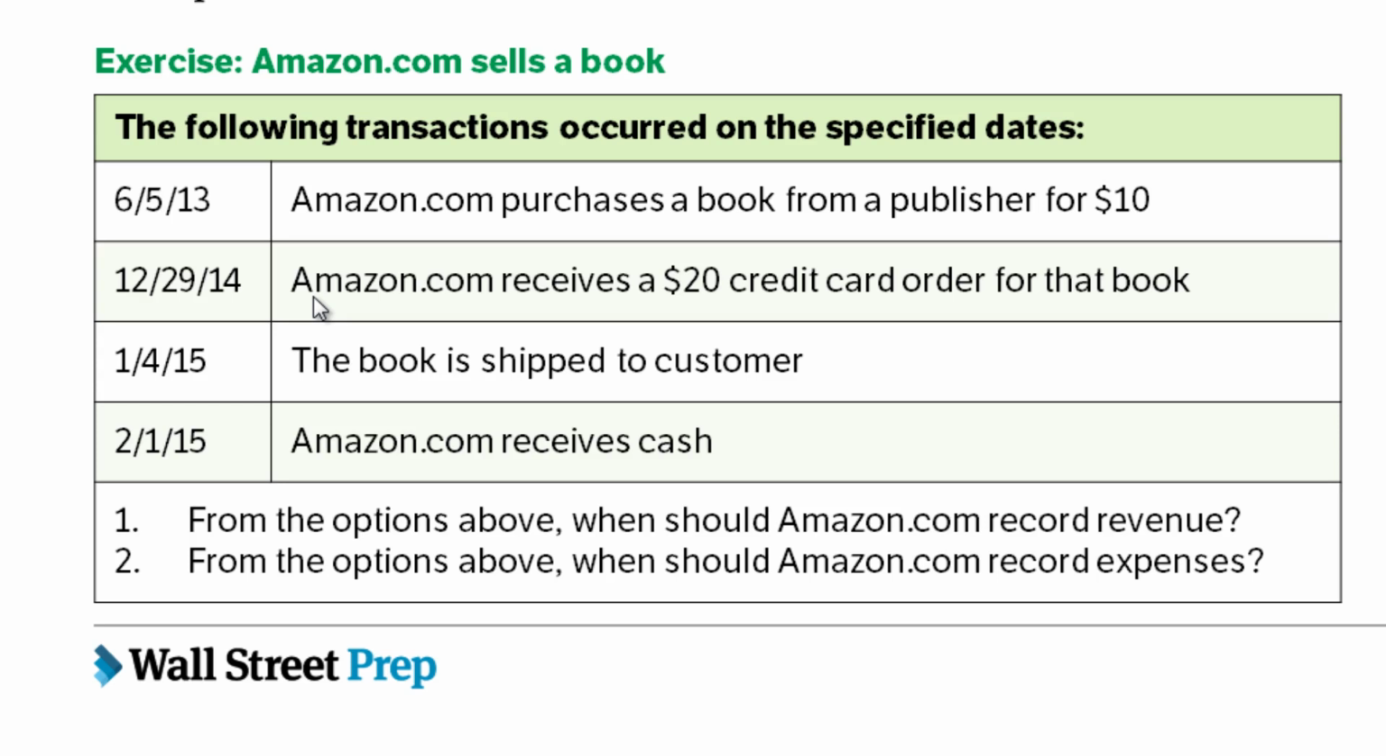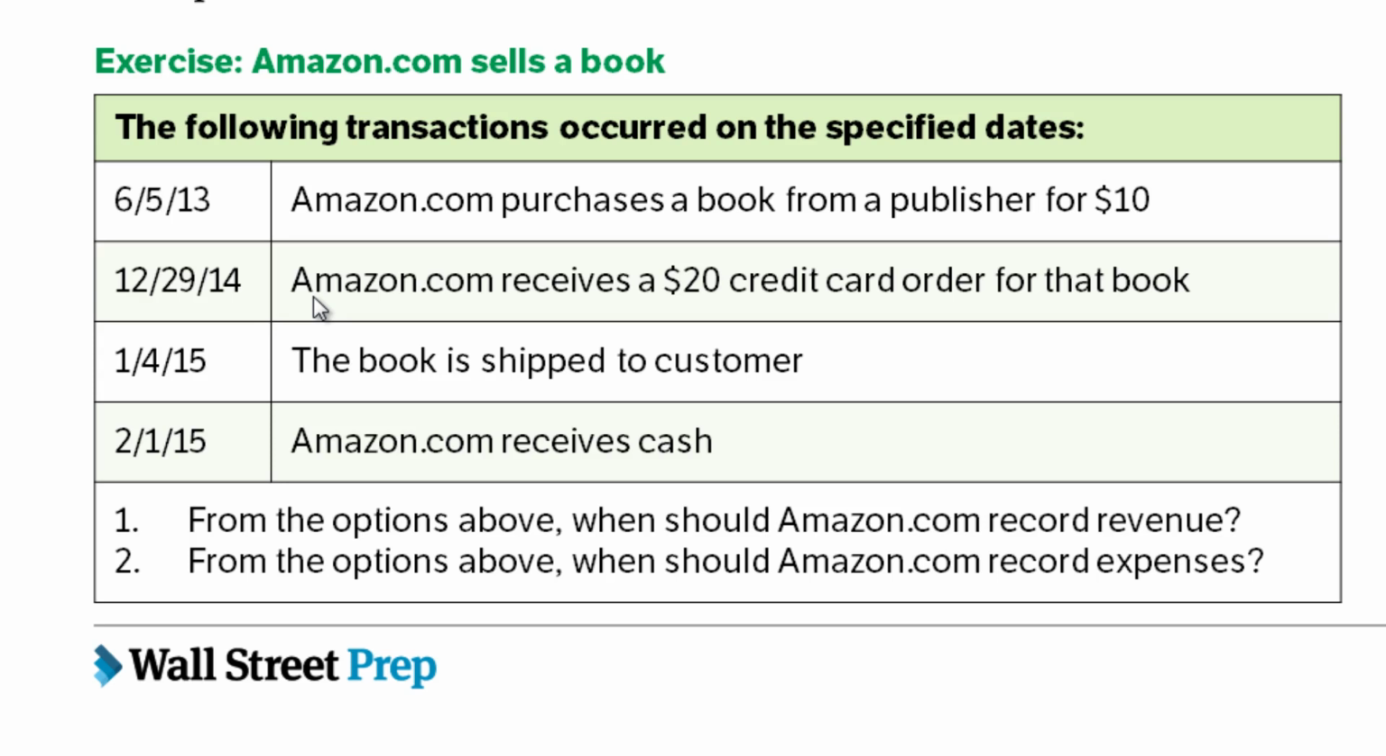If we're using accrual accounting, the revenue is recorded when it is earned and measurable, not when Amazon received the cash, and not even when it received the $20 credit card order for that book. It is when the book was shipped to the customer. That is when the revenues were earned.